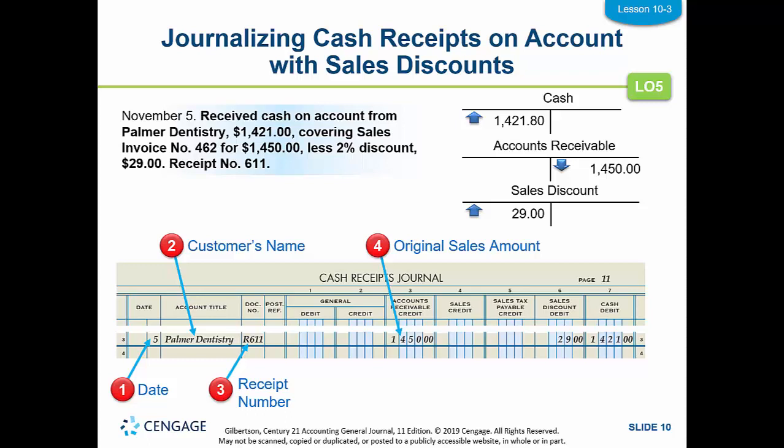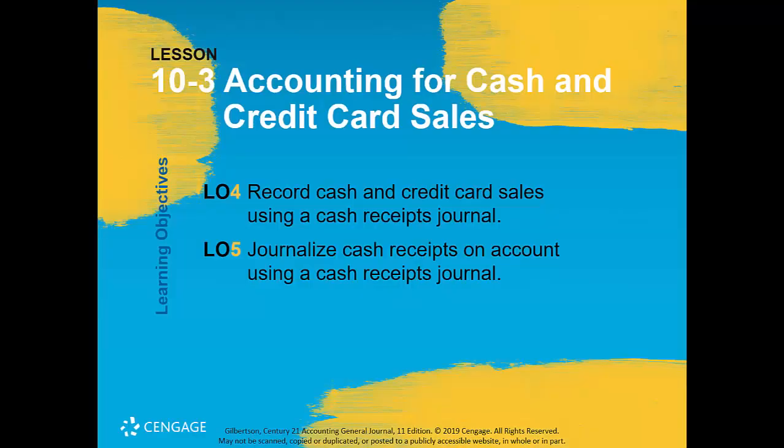Now, sometimes I have students that just try to go through and put $1,421 under accounts receivable and cash. What happens eventually is it's going to show on the books that Palmer Dentistry still owes us $29, when in fact it doesn't because they paid early. So that's why it's important that we have this sales discount column here so we can keep track of how much they paid on an account.